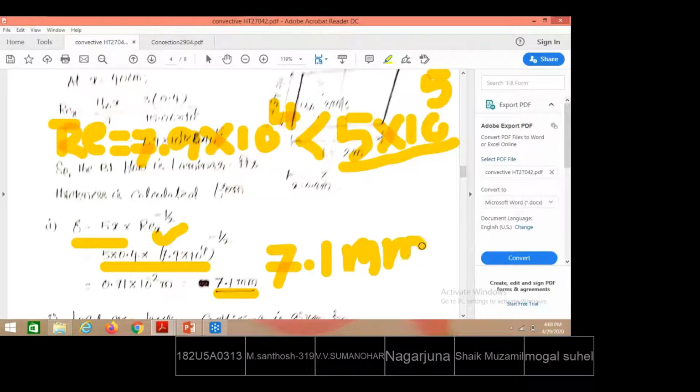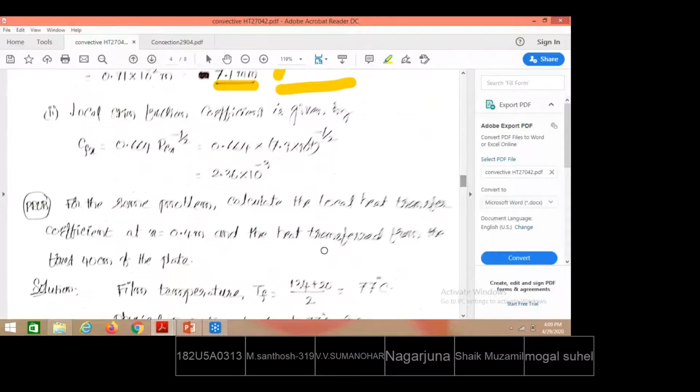When the length of the plate is 2 meters, that means 2000 millimeters, what is the height of the velocity boundary layer thickness? That is hardly 7 millimeters compared to the 2000 millimeter length of the plate. Only for discussion's sake, at larger heights, we represent the boundary layer thickness. Once estimated, the values will be at very low levels compared to the original dimensions of the plate. So this is the height of the boundary layer thickness we have estimated.